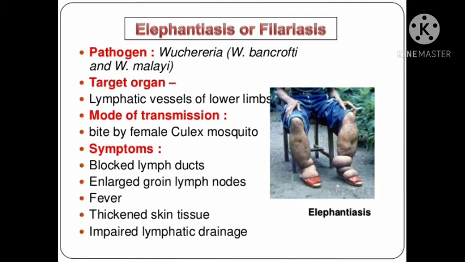Once again, this is spread by the vector mosquito. So all the preventive measures applicable for malaria are applicable for this disease also. The next helminth disease caused by a worm is Ascariasis.